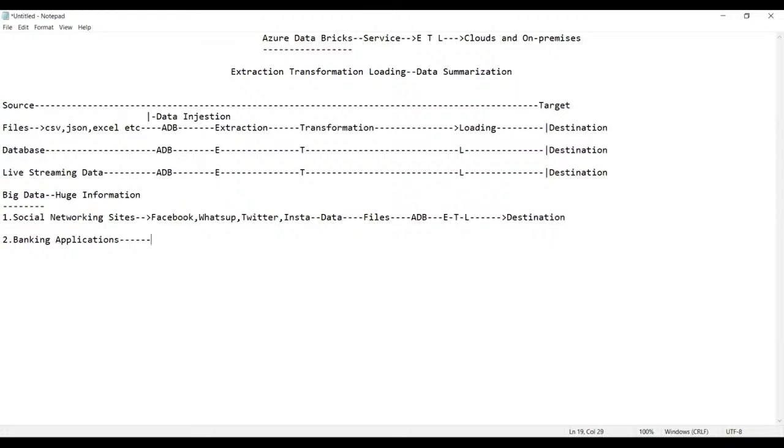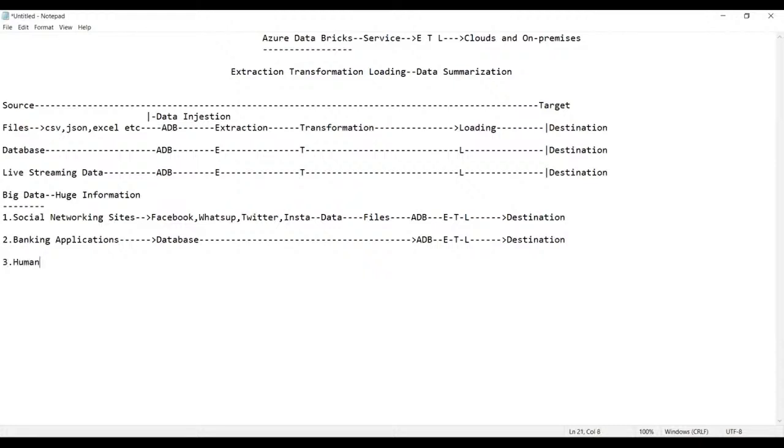And from here, what do we do? We pull in the data. Whenever you have a banking application, the data will be stored in the form of databases only, guys. From the databases we pull in the data, again the same process. Using the ADB, Azure Databricks, we perform the job of extraction, transformation, and loading. And finally, once we load it, ultimately it will be sent towards the destination.